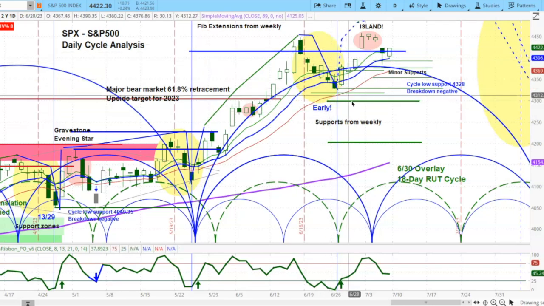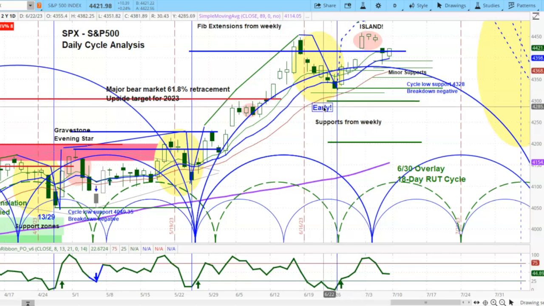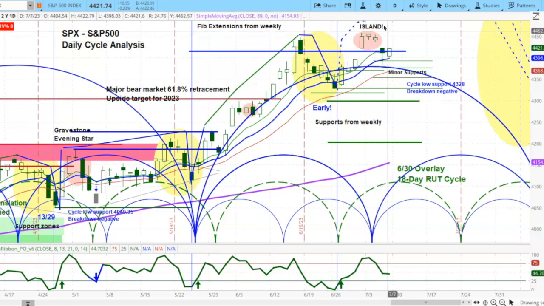We thought it would come down another week, and a lot of people wrote to us and said, Slim, you said it was going down longer and further. Well, we don't make the rules. The stock market does what it wants to do, and this bottom came early. But then you have this island in here.